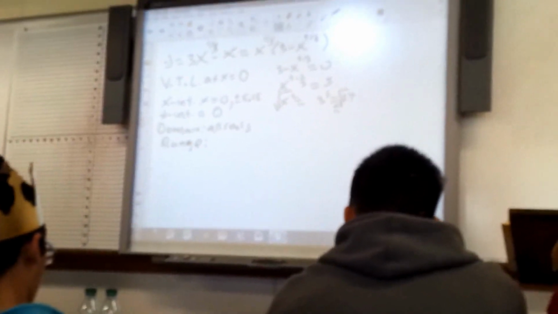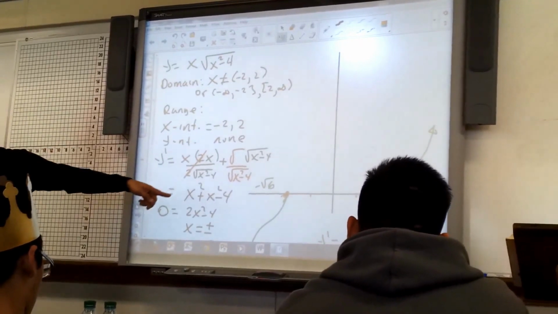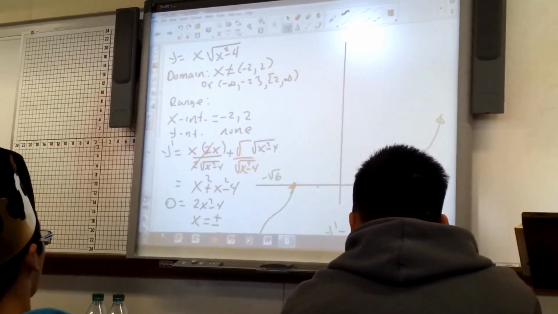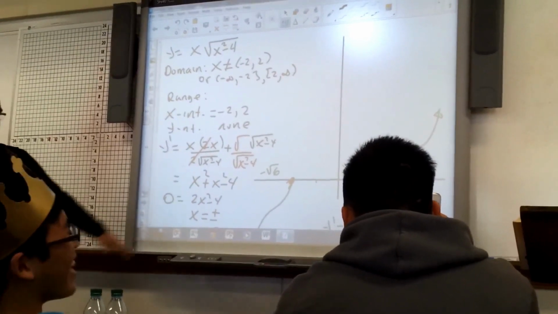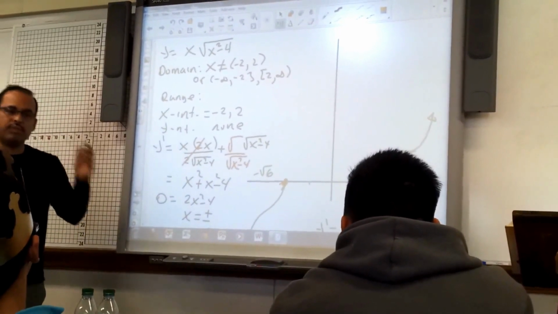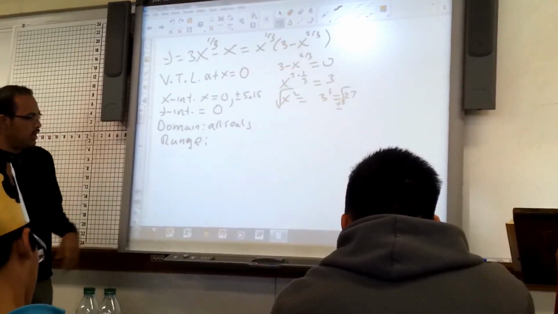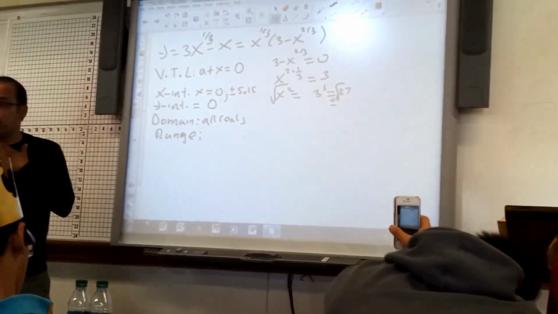Did we get the range for the previous graph? No. Let me go back really quick. What's the range for this one? All reals. Because this covers all the negatives and that covers all the positives. So all from negative infinity to infinity, all real numbers. Yeah?